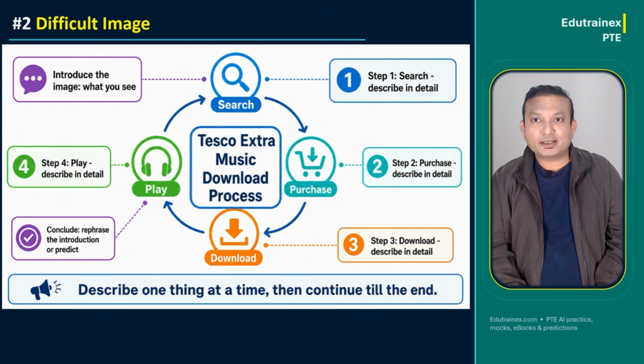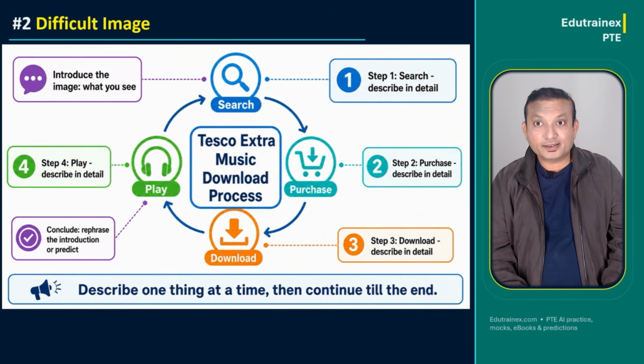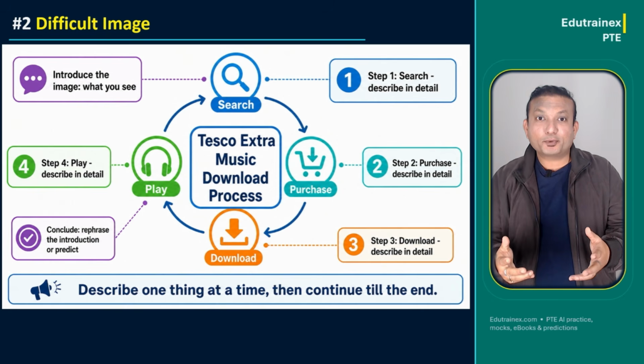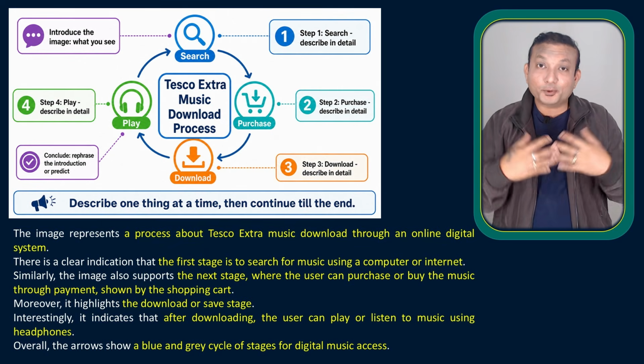So for this image, you can say the image represents a process about Tesco music download through an online digital system. There is a clear indication that the first stage is to search for music using a computer or internet. Similarly, the image also supports the next stage where the user can purchase or buy the music through payment. Moreover, it highlights the download or save stage. Interestingly, it indicates that after downloading, the user can play or listen to the music using headphones. Overall, the arrows show blue and gray cycles of stages for the digital music process offered by Tesco. Okay, you can conclude like this.